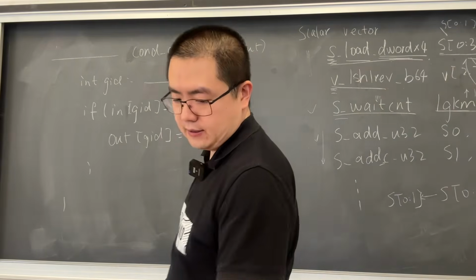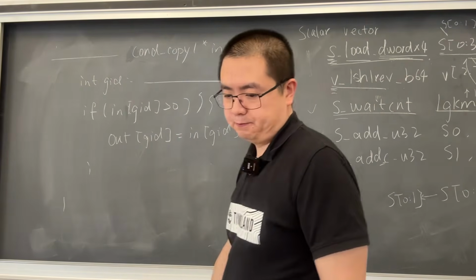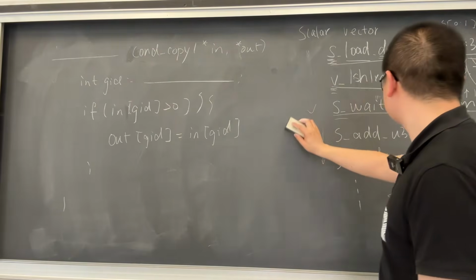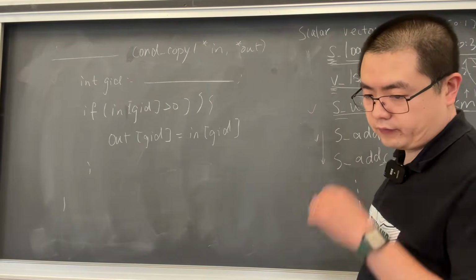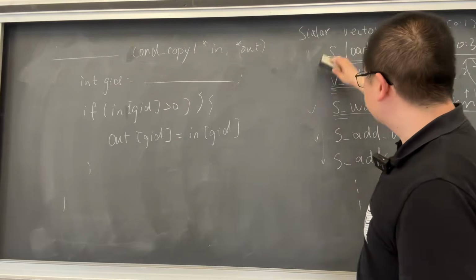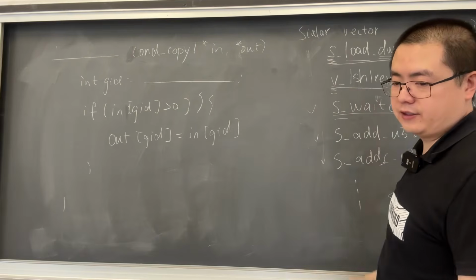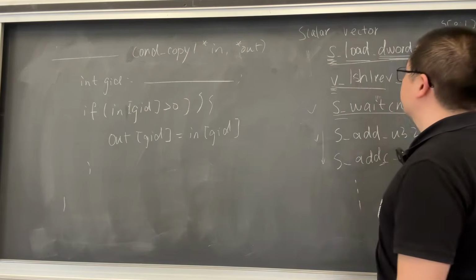So let's see how this one is implemented. We will skip this part. At the beginning, it's the same. We'll skip this part that calculates the address. Let's directly jump to here.